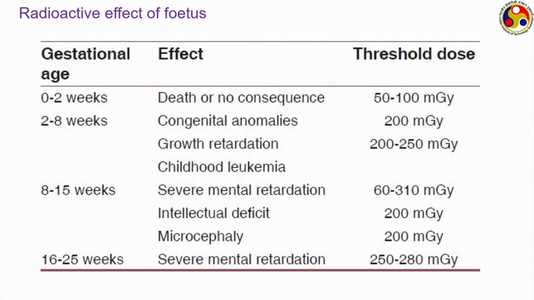For the later part, the chances are much lesser, the threshold also keeps on increasing, but there the effect of radiation primarily is not fetus death, but severe effects on the mental part. That is, it can lead to mental retardation, it can lead to intellectual deficit, or in severe cases, mental retardation may also appear in the later part of pregnancy.